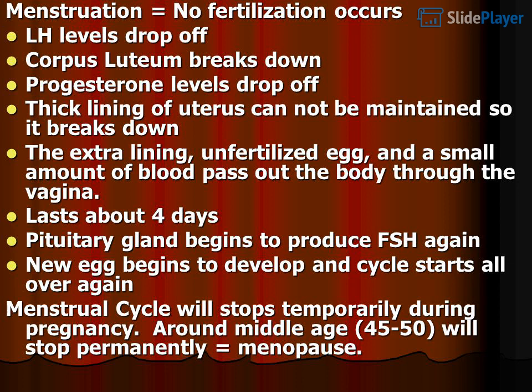The menstrual cycle stops temporarily during pregnancy. Around middle age, 45 to 50, it will stop permanently, which is menopause.